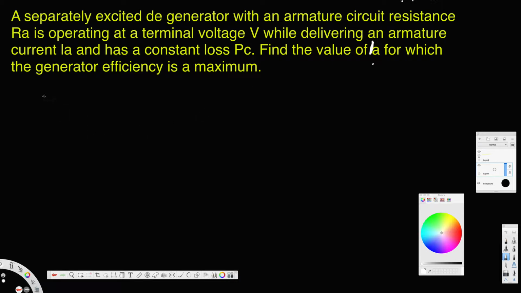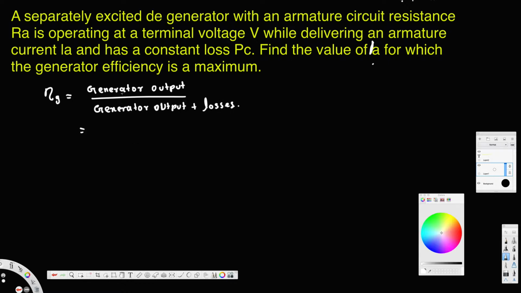Okay, first of all, let's go ahead and look at this equation. The efficiency of the generator is equal to generator output divided by generator output plus losses.